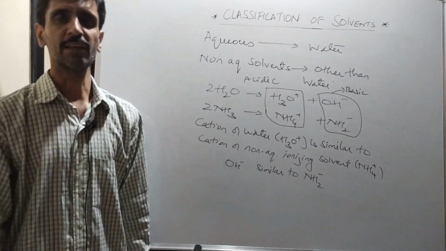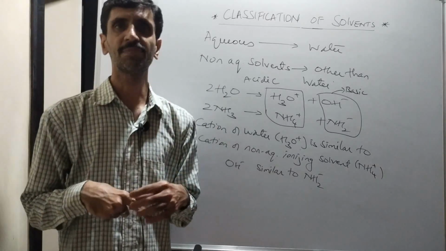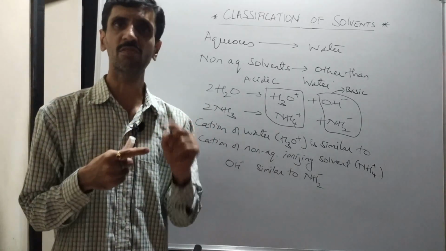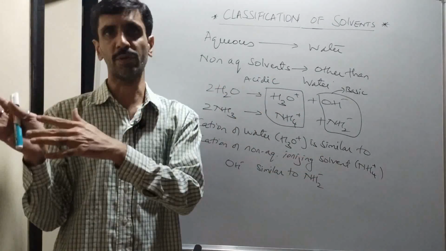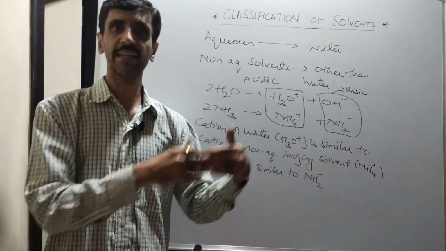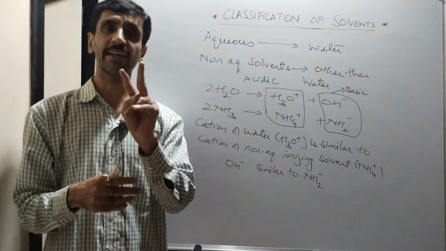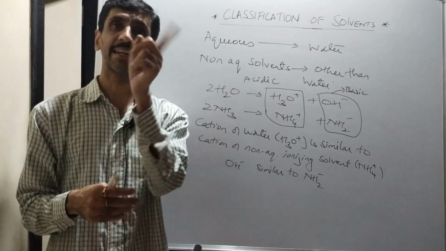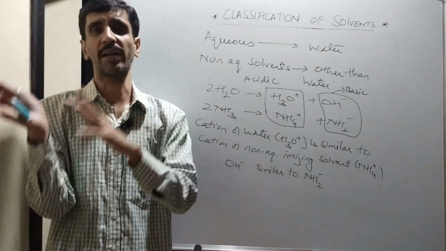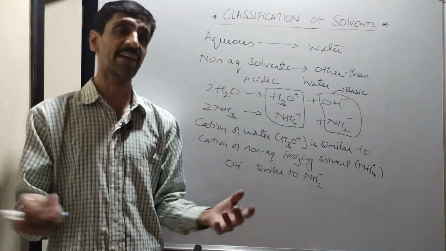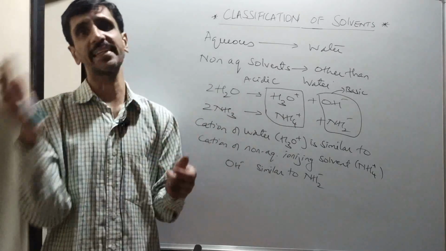Now friends, in this whole classification I considered 3 parts. The first part was based on protons, which was subdivided into 2 categories, protonic and aprotic. Protonic was further classified as acidic, basic and amphoteric. The second category was like dissolves like. Under that category, the sub-classification was ionizing solvent and non-ionizing solvent. And the third and last is aqueous and non-aqueous, that is water and other than water.